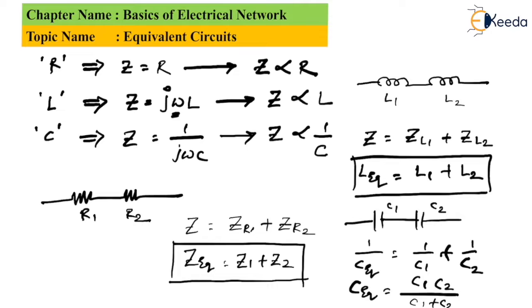So please understand, when it comes to resistors, it is simply R1 plus R2. Whenever it comes to inductor, L equivalent is L1 plus L2. But when it comes to capacitor, it is 1 upon C equivalent, which will be equal to 1 upon C1 plus 1 upon C2. So this is how we deal with series circuits.